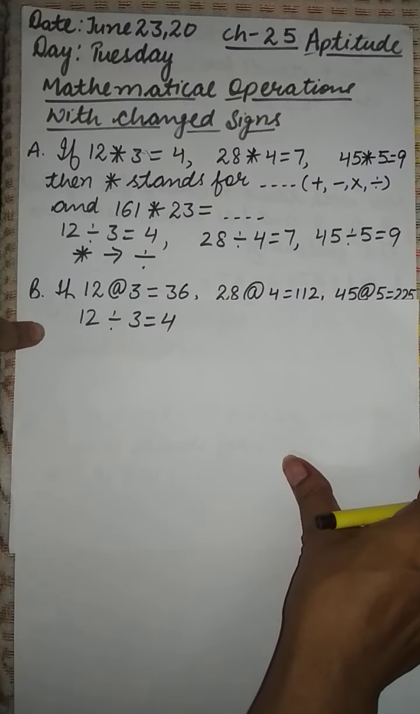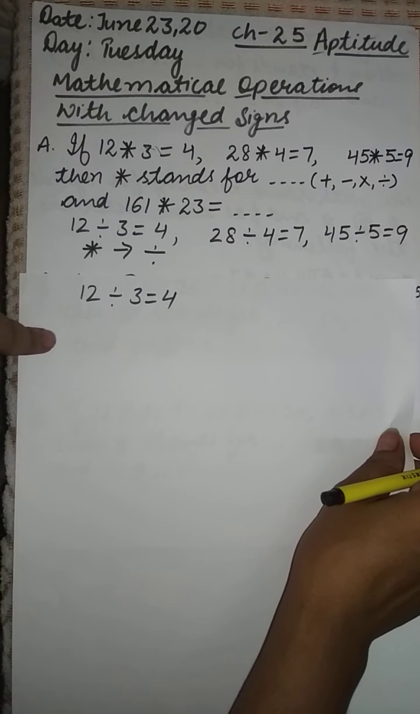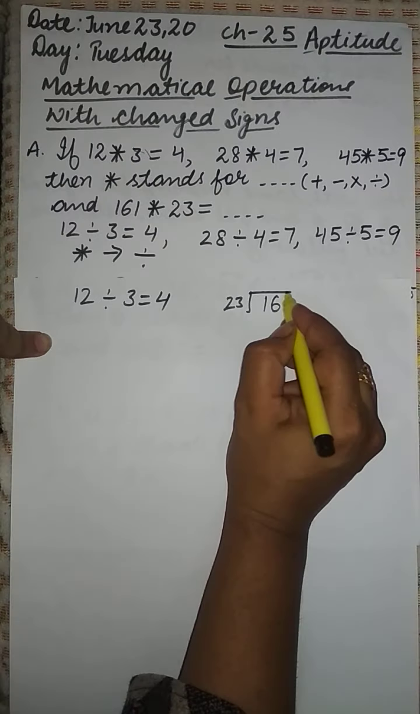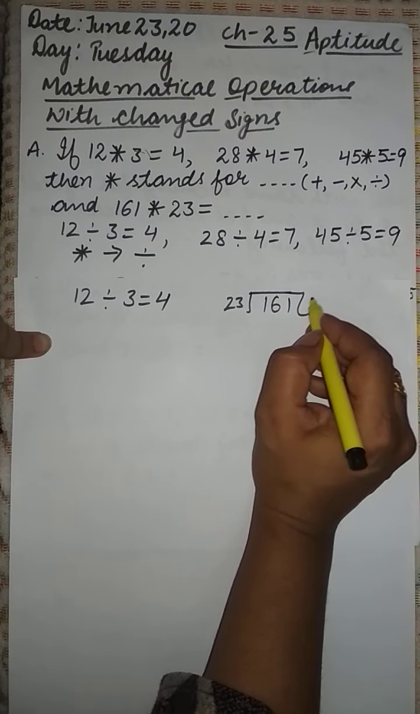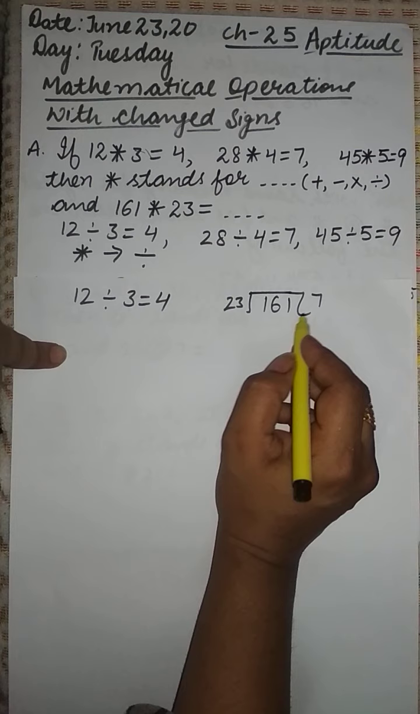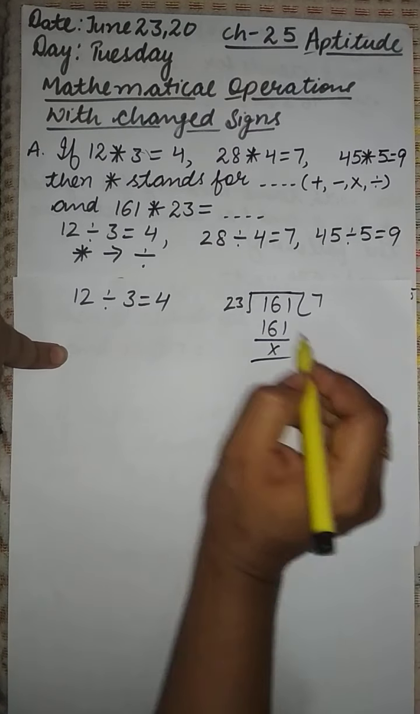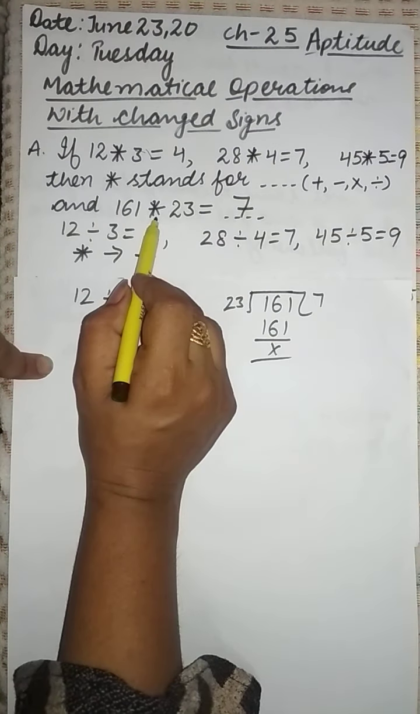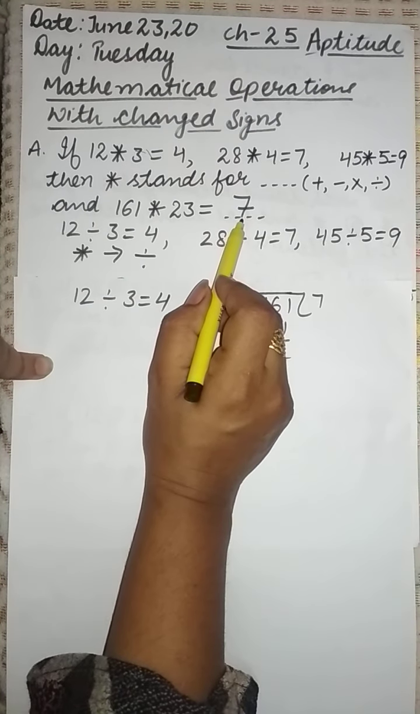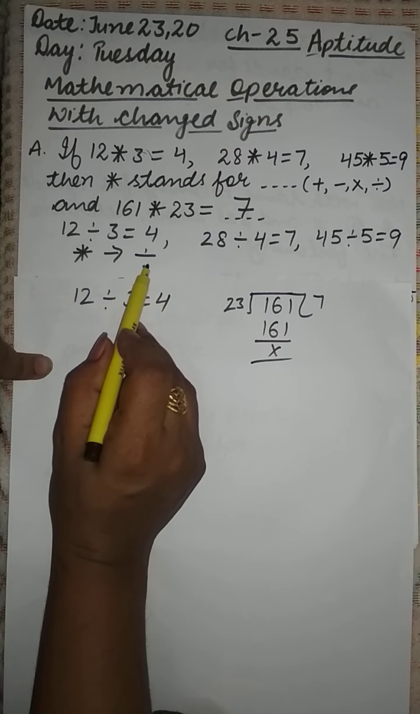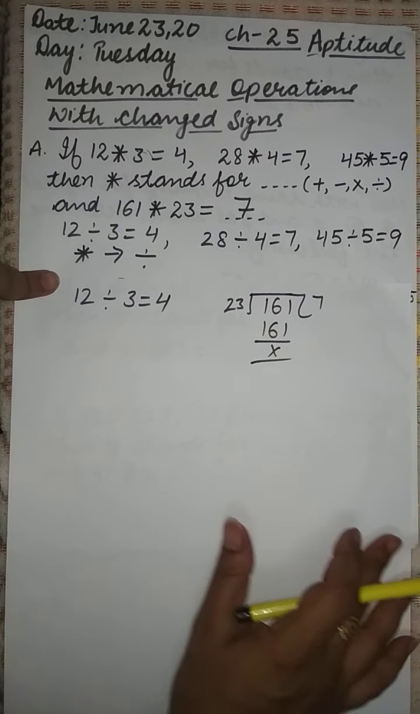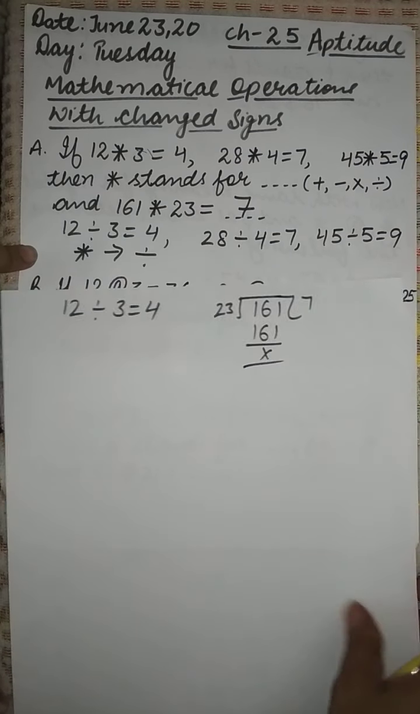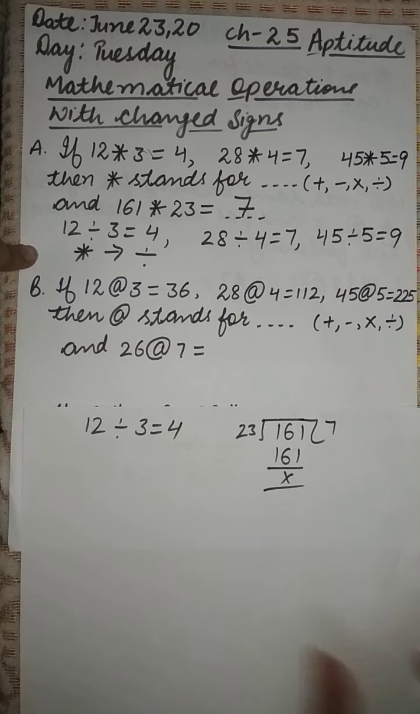Now we have to find out 161 star 23 is equal to what? Now I'll divide 161 by 23. 161 divided by 23, 7 23s are 161. It means our right answer is 7. So 161 star 23 is equal to 7, as this star symbol represents division. In this way we have to identify what the given symbol represents.